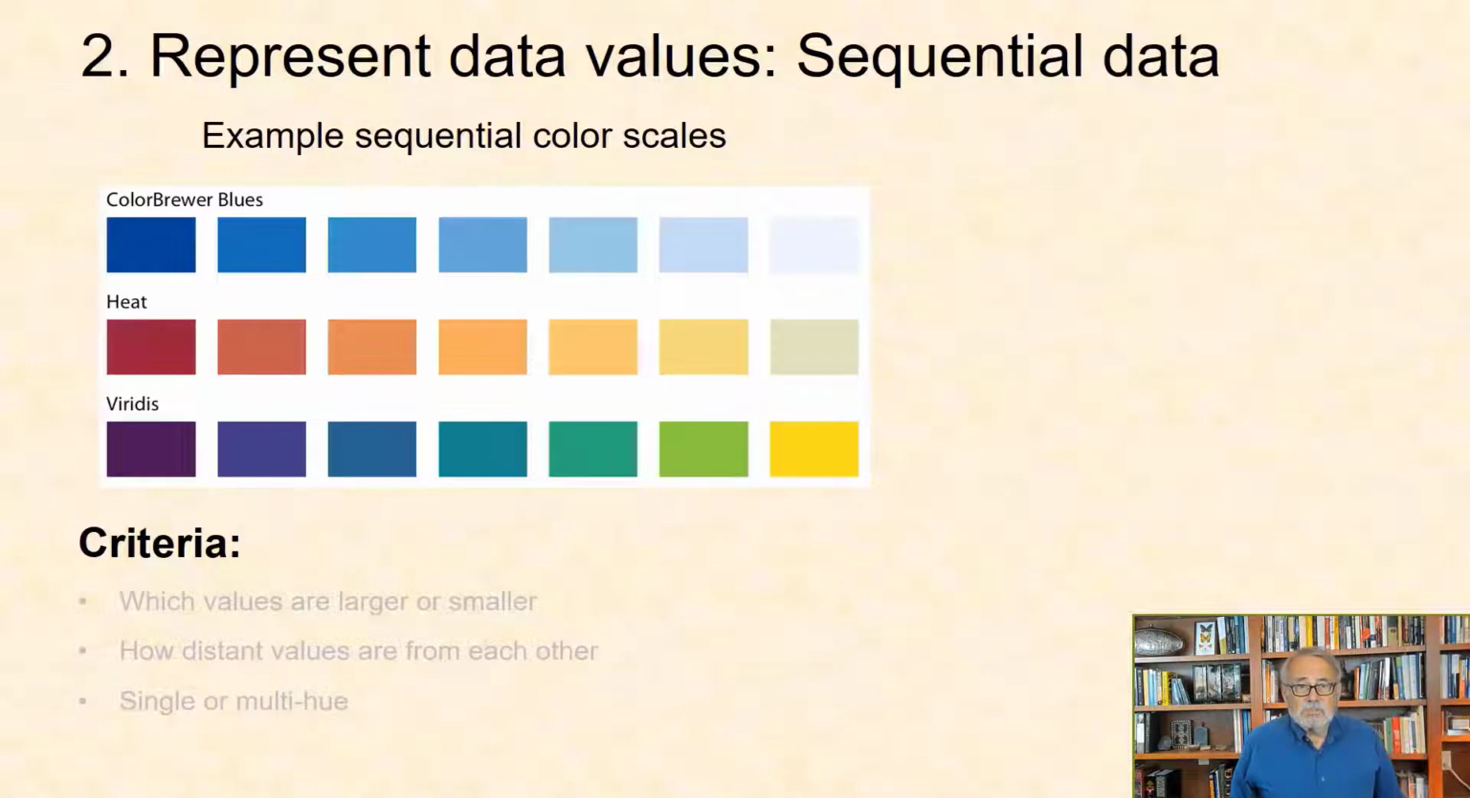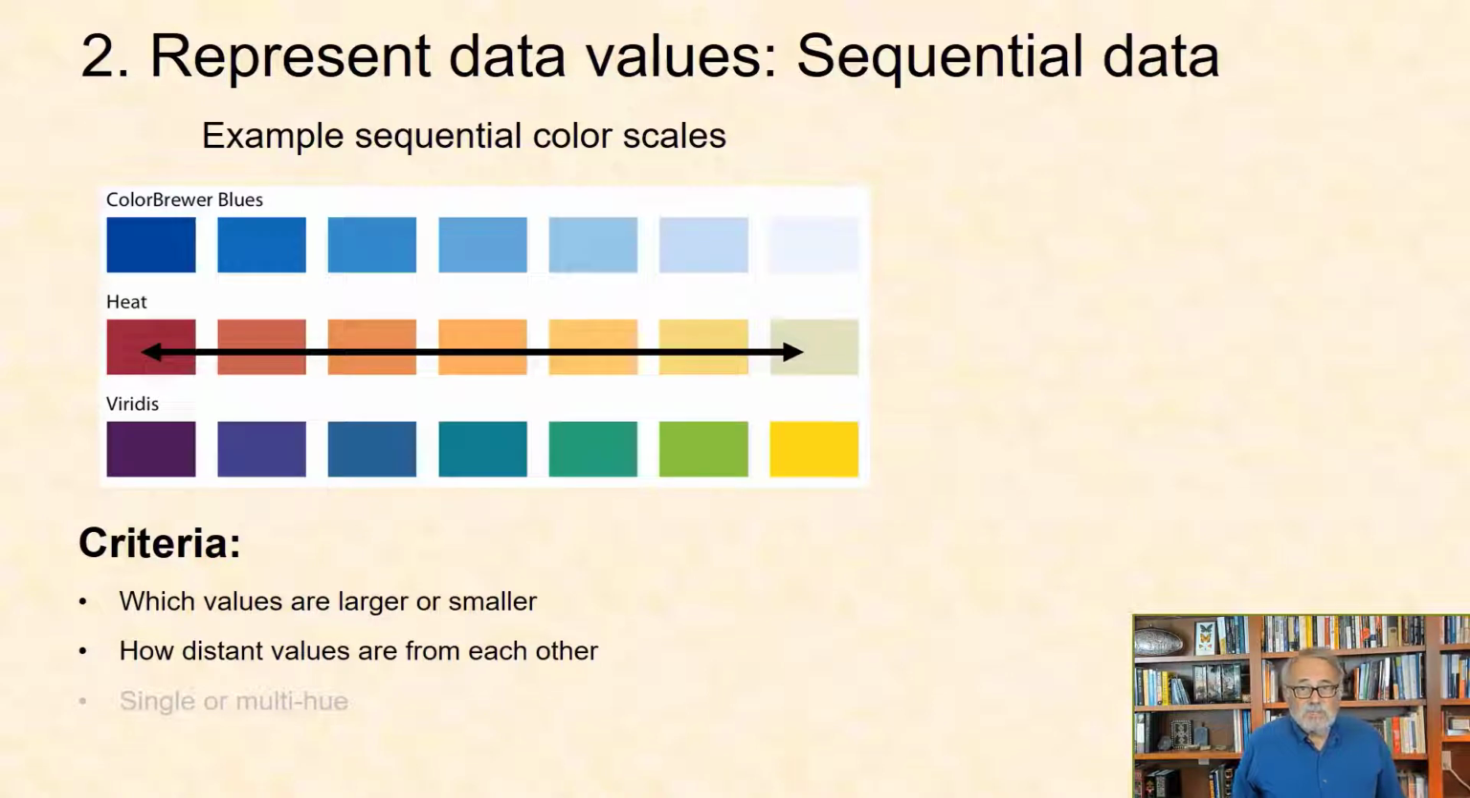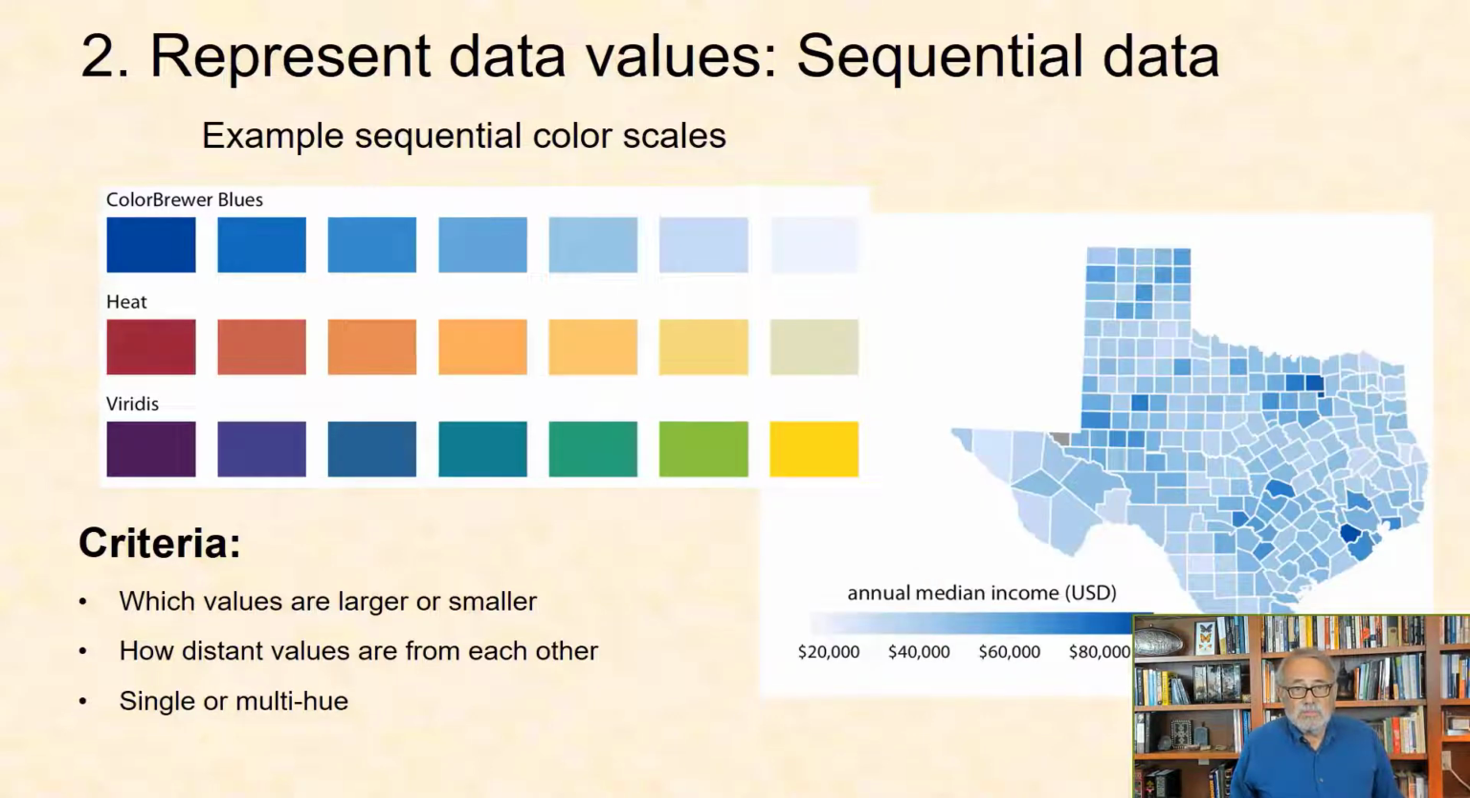The next set of colors represent data values applied to sequential data. These criteria are that values are smaller or larger, and how far distant values are from each other. They can be either single or multiple use. An example application of sequential data color is applied to the annual income in Texas.